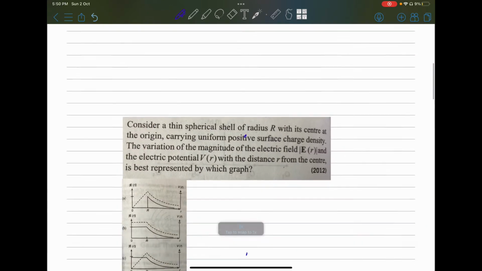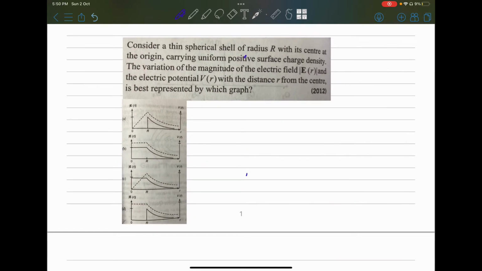Moving towards the next problem. Consider a thin spherical shell of radius r with its center at the origin, carrying uniform positive surface charge density. The variation of the magnitude of electric field |E(r)| and the electric potential V(r) with the distance r from the center is best represented by which graph?